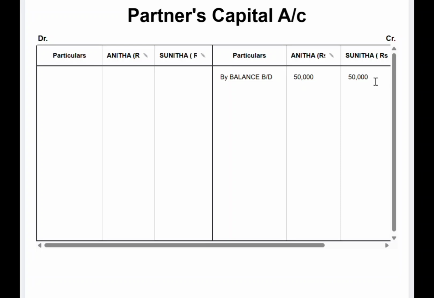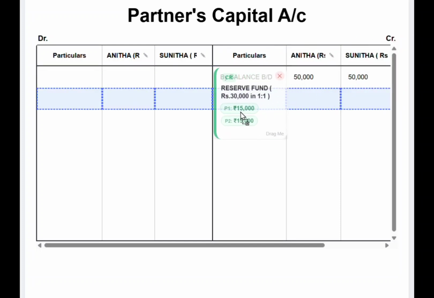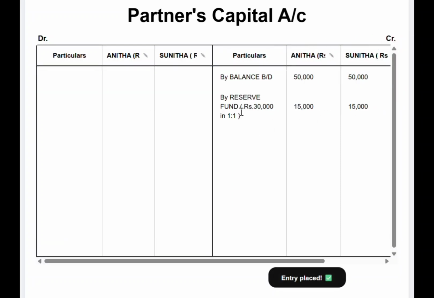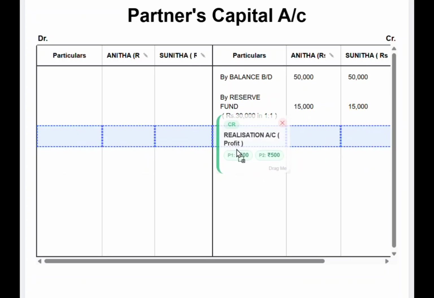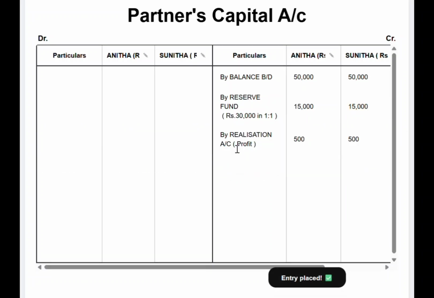That is from the balance sheet, reserve fund rupees 30,000, which should be shared between Anita and Sunita equally, 1:1. So it is 15,000 for Anita and 15,000 for Sunita. Next, we have to bring down the realization profit, which we derive on the credit side of the partners' capital account. So in the realization account, we derive that profit. So write it on the credit side by realization account profit. So 500 rupees for Anita and 500 for Sunita.